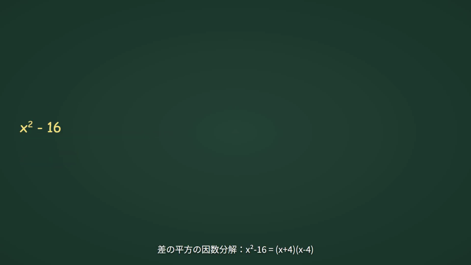Now let us factor a difference of squares. Given x squared minus 16, we recognize 16 is 4 squared. Using our identity, x squared minus 16 equals (x plus 4) times (x minus 4). Always look for this pattern when you see a squared term minus another squared term with no middle term.